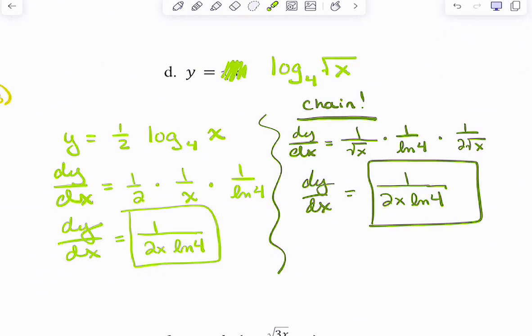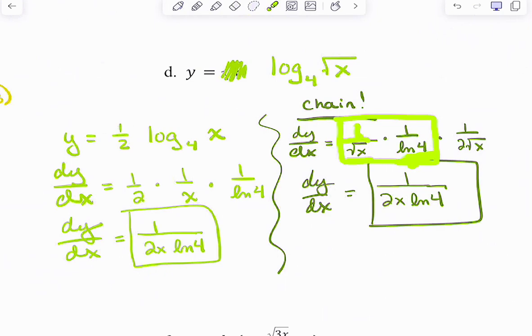Anyways, if I pull down this square root and put the 1/2 in front, now I can just do the log rule. So the 1/2 is off in the front, and this is just the log rule of derivatives: 1 over x times 1 over the natural log of the base. I like that way. But maybe you wanted to do chain rule. Maybe you're feeling extra spicy. If you want to do chain rule, this is the log rule: 1 over whatever's on the inside times the natural log of the base.